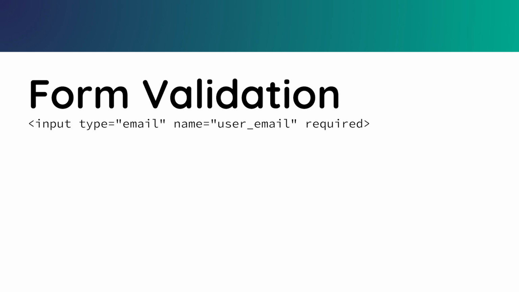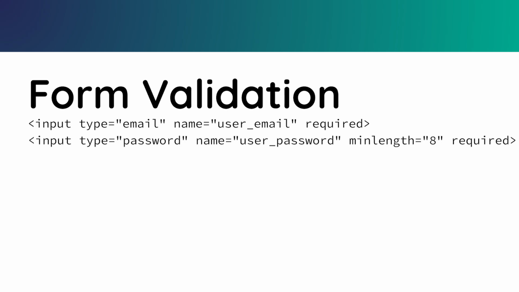HTML5 supports several other validation rules, including min-length, max-length, pattern, and more. These attributes allow you to set specific requirements for user input without writing complex JavaScript. For example, if you want to ensure that a password field contains at least 8 characters, you can use the min-length attribute like this. Now, the user won't be able to submit the form unless the password meets the length requirement. If the user tries to submit the form without meeting these conditions, the browser will automatically show a validation message, guiding the user on what needs to be corrected.